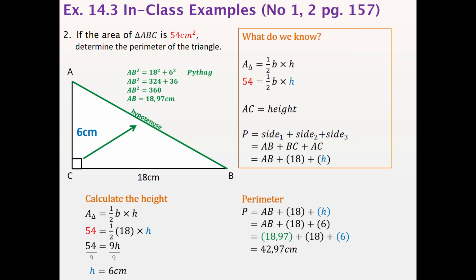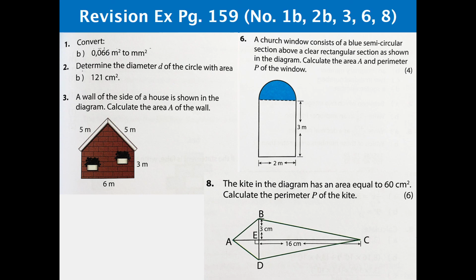Okay, so that was 3 examples. For homework, I would like you to do this revision exercise, and this will be the final thing we do in this section. Okay, so these are the only ones I want you to do of the section, so 1B, 2B, 3, 6, and 8. Alright, if there's any questions, just remember to ask, and we're all available to help you.